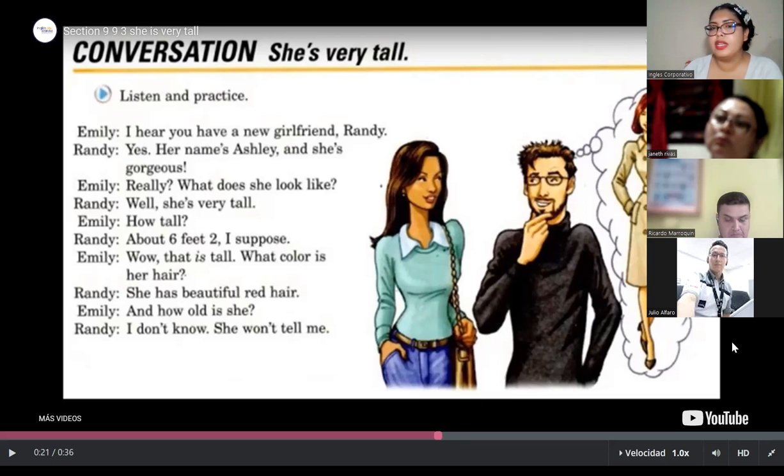We cannot say that they are friends because it is like that kind of different relationship that they have. Tal vez pueden llegar a ser como compañeros de trabajo, conocidos, but they are not very, very friendly between them. But in this case, Emily is like making a confirmation. Está tratando de confirmar una información.